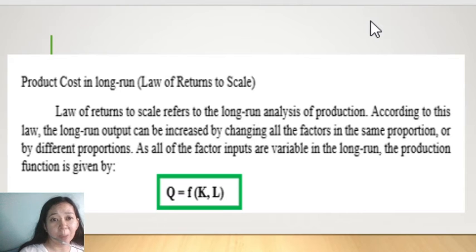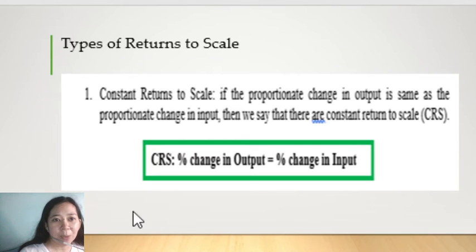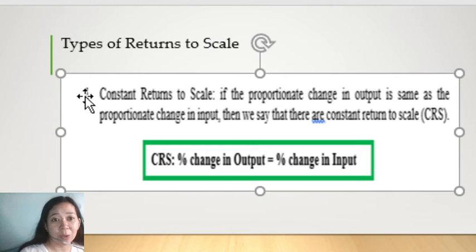According to this law, the long run output can be increased by changing all the factors in the same proportion or by different proportions. As all of the factor inputs are variable in the long run, the production function is as follows given here, if you could see that. So we have here the different types of returns to scale.